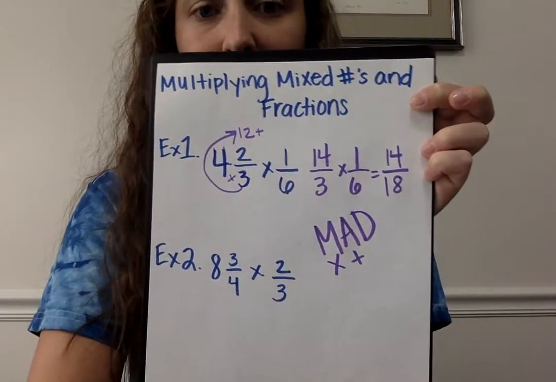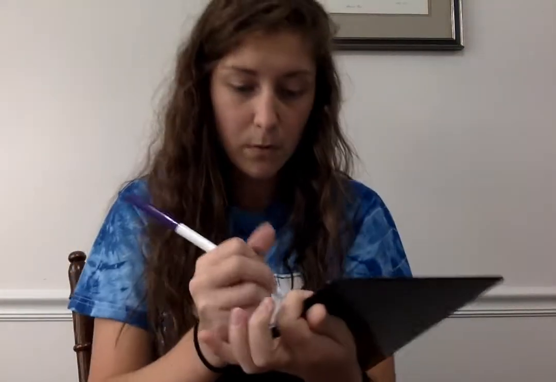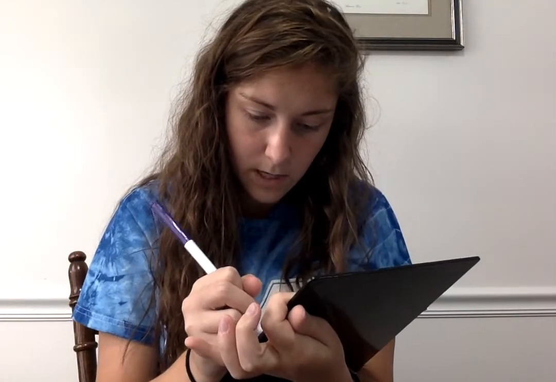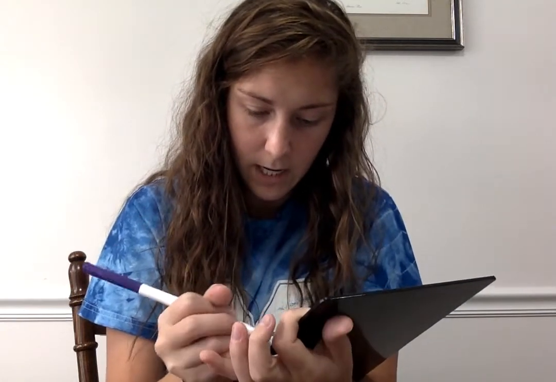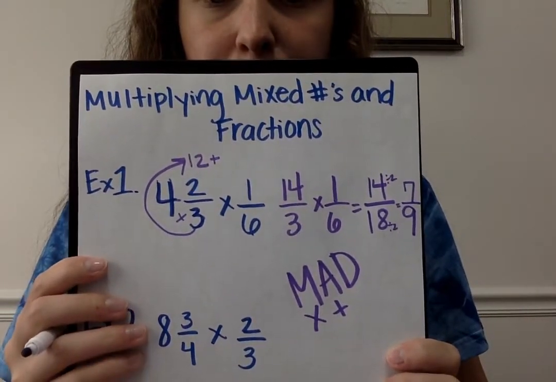Now, looking at this, can that be simplified? Yes, they're both even, so they can both be divided by 2. So when I divide 14 by 2, I get 7. When I divide 18 by 2, I get 9. So my answer to that fraction is 7/9.